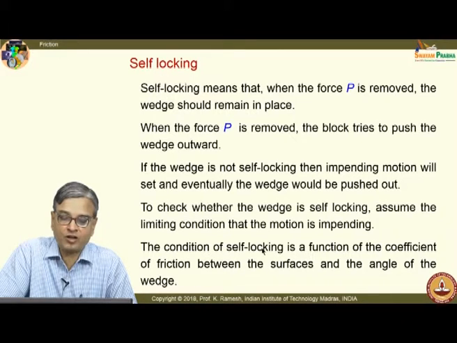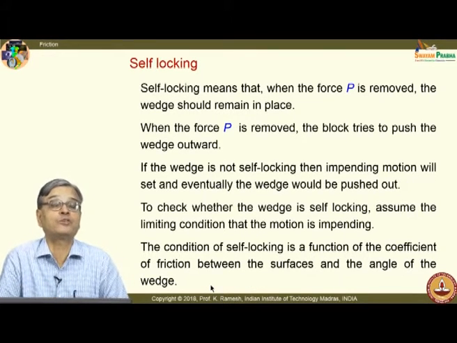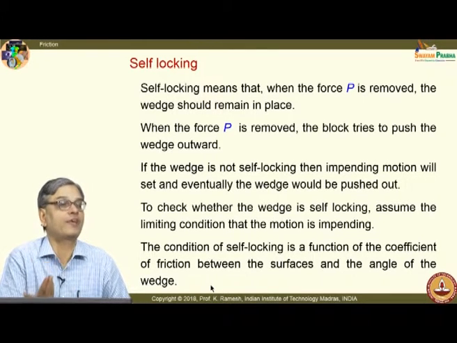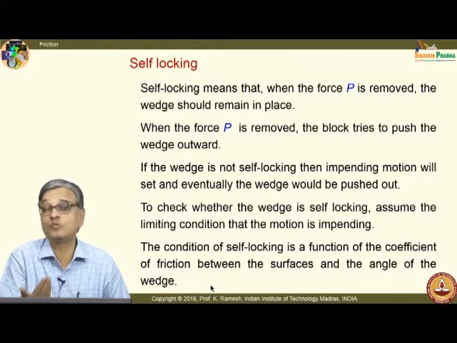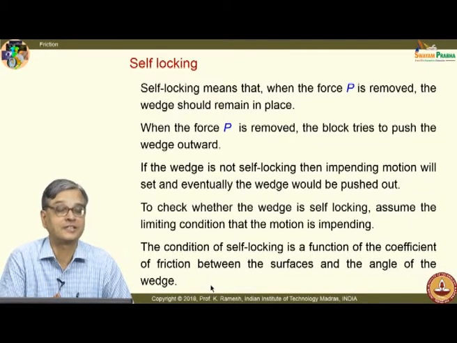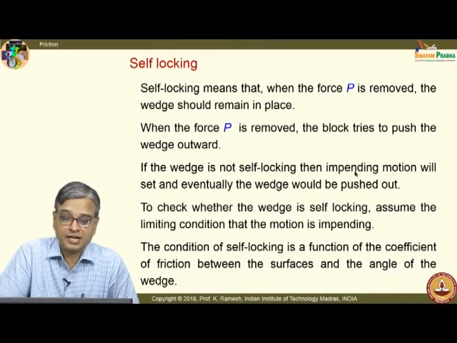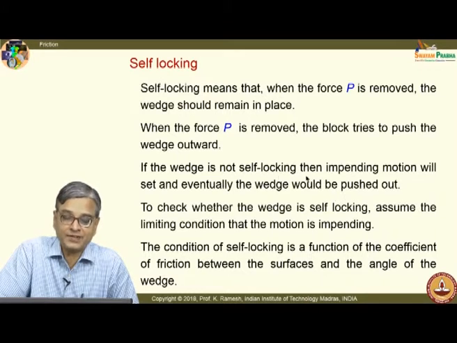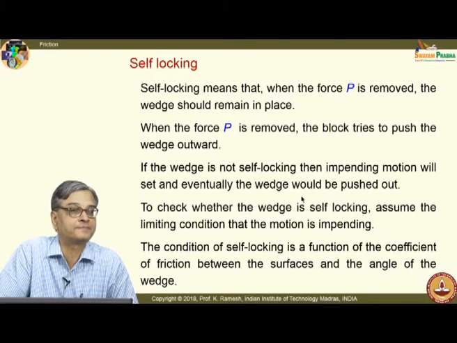The condition of self-locking is a function of the coefficient of friction between the surfaces and the angle of the wedge. So, it is a desirable property. When you have a mechanical power screw, you want that power screw to be self-locking. It is very well used in mechanical engineering applications. And the way to solve the problem is given. If the wedge is not self-locking, then impending motion will set in and eventually the wedge would be pushed out. So, to check whether the wedge is self-locking, assume that the motion is impending and resolve the problem.